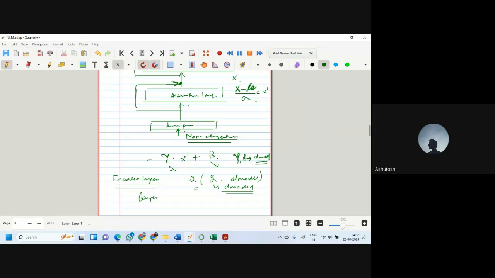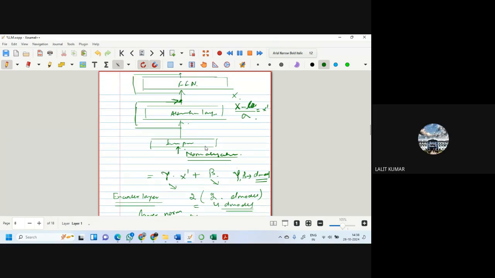Right, this is layer norm. Can you explain that again, sir? How it's 4 into D model? We applied one here. So the formula is gamma into this normalized one plus beta. This gamma size is D model and this is also D model. So here the number of parameters will be 2 into D model.